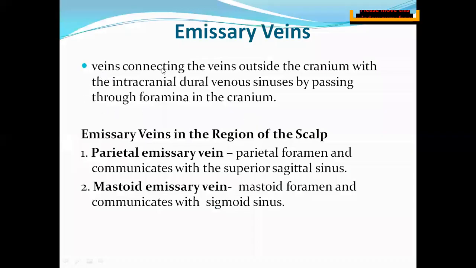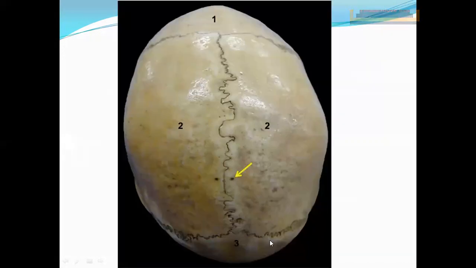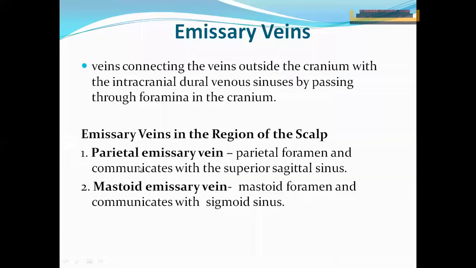So we have emissary veins connecting the veins outside the cranium with the intracranial dural venous sinuses, which pass through the foramina in the cranium. If you observe this skull bone, number two is the parietal emissary vein. These are the parietal bones, and here we have the parietal foramina. The parietal foramina transmit the parietal emissary veins, which connect the veins of the scalp to the superior sagittal sinus, one of the dural venous sinuses of the brain.